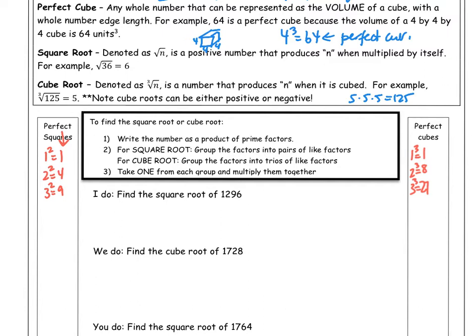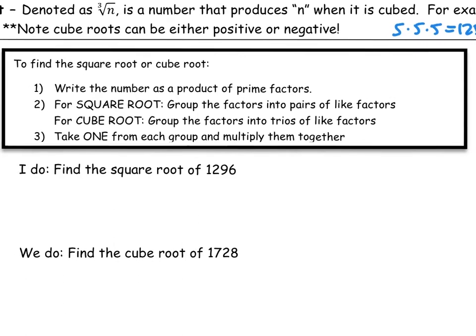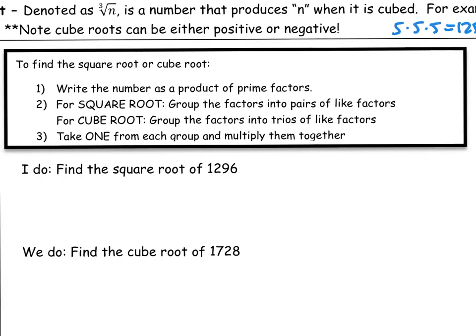Okay, so we can use, like I said, the prime factors to determine the square roots and the cube roots. Our process for that is that we will write the number as a product of prime factors, as we have done on basically everything. Then for square roots, we're going to group our factors into pairs. And for cube roots, we're going to group our factors into trios. Okay, and then we'll go from there.